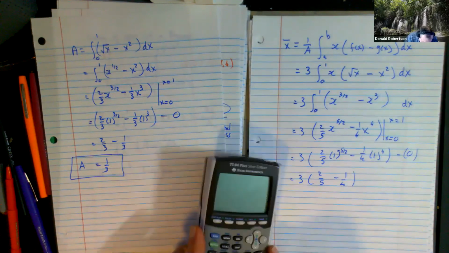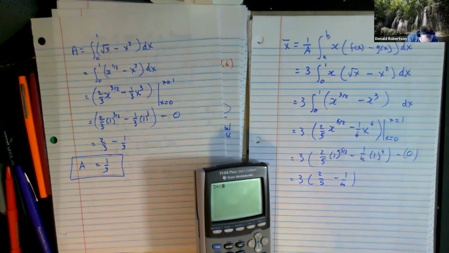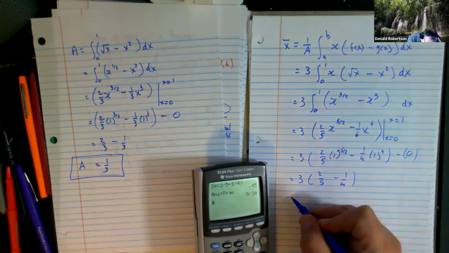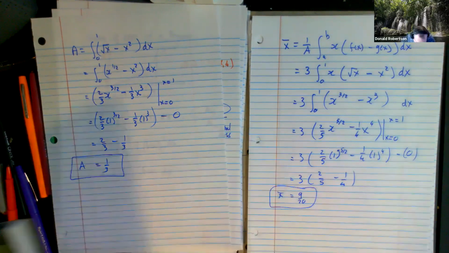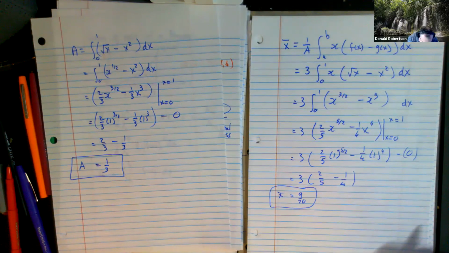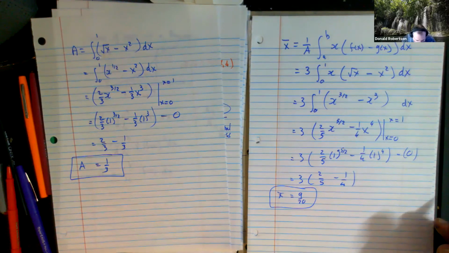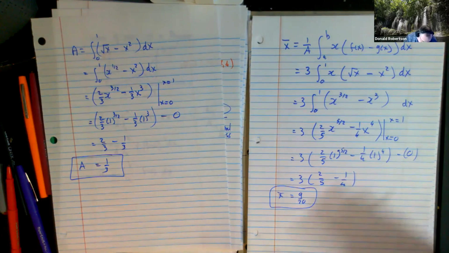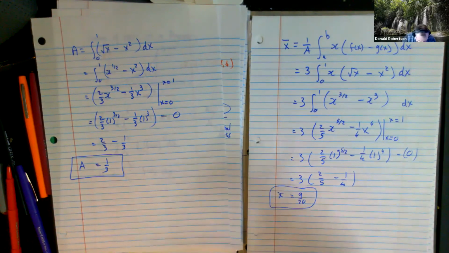Just do the whole thing in the calculator then. So it's going to be 3 times, put a bracket around it, 2/5, subtract 1/4. And then math 1 to make it a fraction. And I get 9/20. Okay, we now know the x bar is 9/20. A bit surprised by that. Yeah, maybe not. I mean, it's almost halfway, isn't it? I mean, 10/20 is halfway. It's pretty close to halfway, so maybe I shouldn't be so surprised.